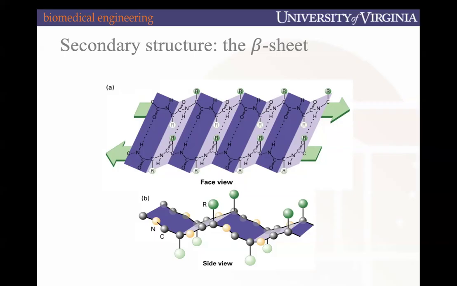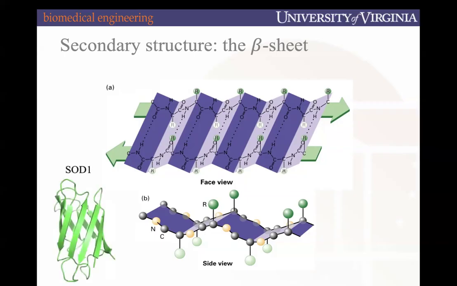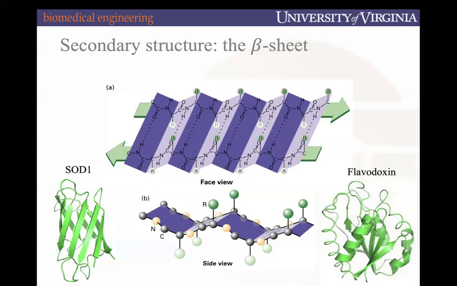There are rare instances where there are parallel beta sheets, but that's fairly rare. You can see here that adjacent to this alpha helix, there are parallel beta sheets, but typically we see them occurring in an anti-parallel fashion.